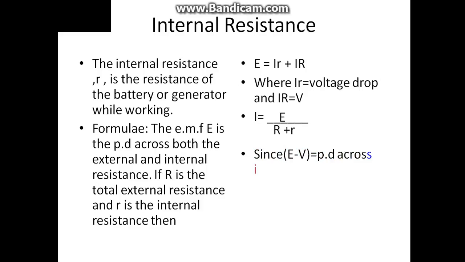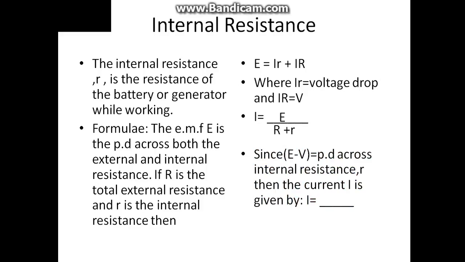Since E minus capital V is equal to the potential difference across internal resistance small r, then the current is given by I equals capital E minus capital V all over small r. Note, potential difference V is equal to capital E minus capital I times small r.